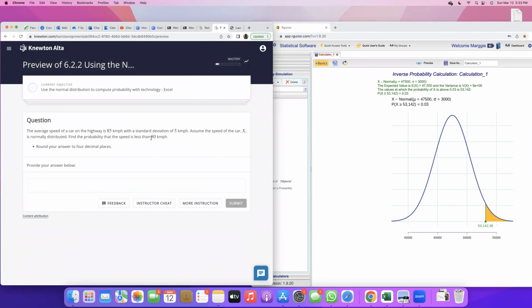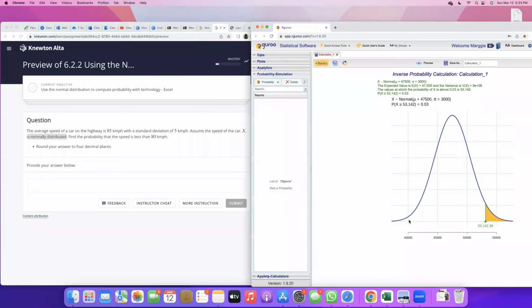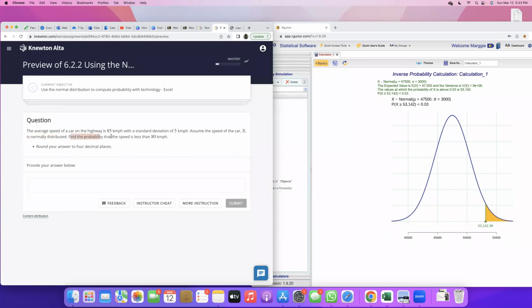All right, awesome. It switched me. All right, so then it says the average speed of a car on the highway is 85 kilometers per hour, with a standard deviation of 5 kilometers per hour. Assume the speed of the car, that's our variable, that's what we're measuring, is normally distributed. This is actually telling you that we have a mean and a standard deviation, and that if we go 1, 2, 3 standard deviations away from the mean, we have that 68, 95, 99.7 of our data set. We want to find the probability that the speed is less than 80 miles per hour.